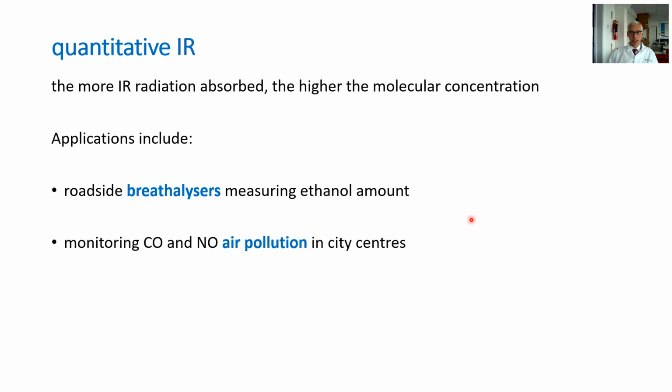Similarly, in town centres, carbon monoxide and nitric oxide from vehicle emissions are monitored. Again, samples are taken, passed through an IR spectrometer, and the amount of infrared radiation absorbed is used to quantify the concentration of the gases in the air sample.